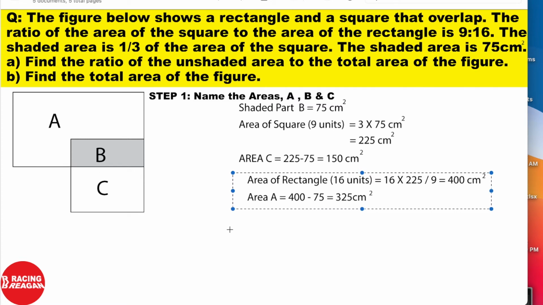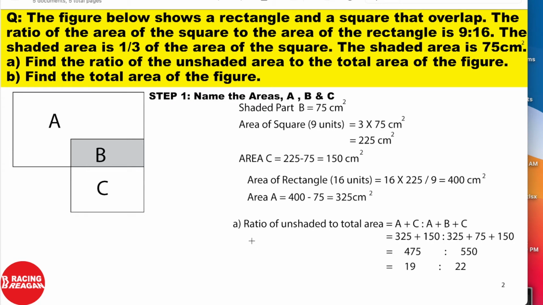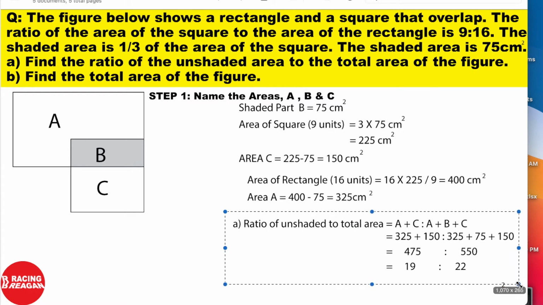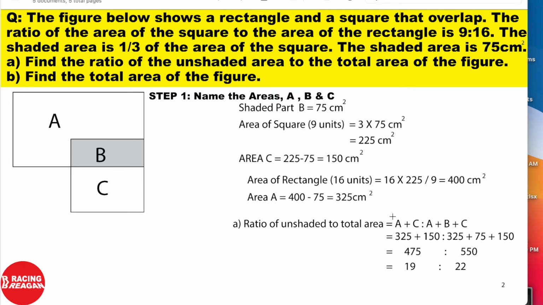Now, since you found area A and area C, in order to find the ratio of the unshaded area to the total area of the figure, you have to take A plus C first to find the unshaded area. So the ratio of the unshaded to the total area equals A plus C is to A plus B plus C. You might be wondering why we have to plus B again. In the equation A plus B plus C, we are only adding B once, not twice. So it's correct to say it like that.